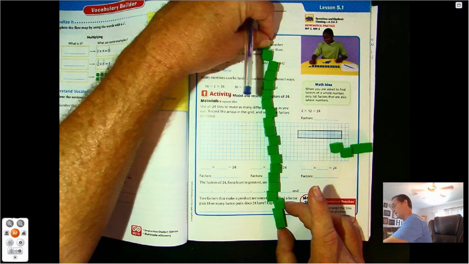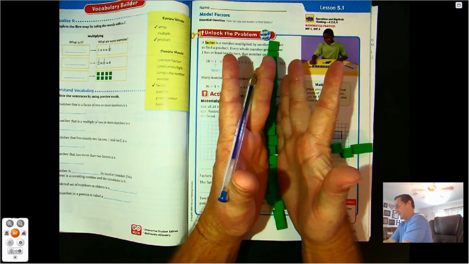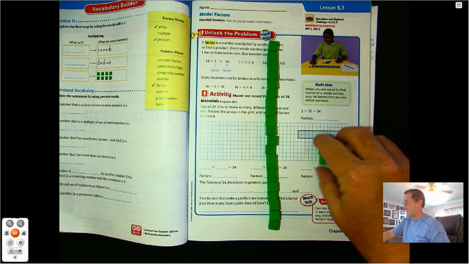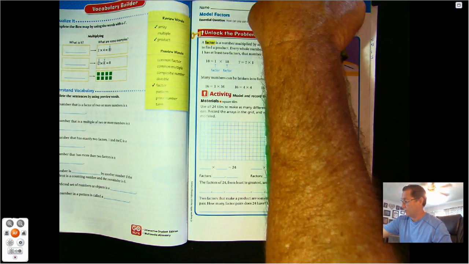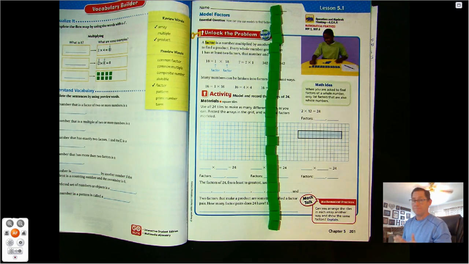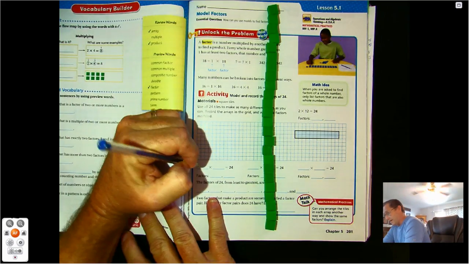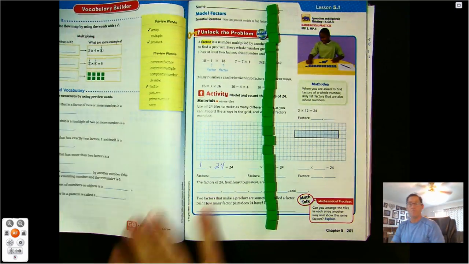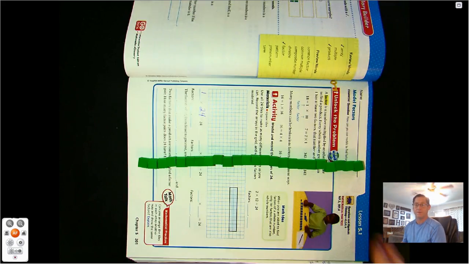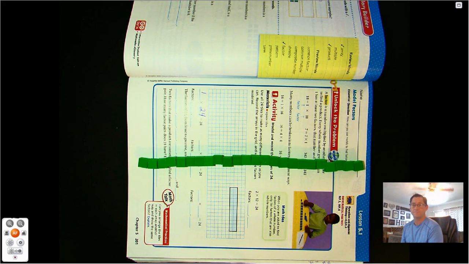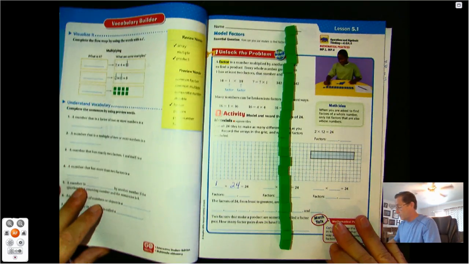It's probably a little harder to manipulate the little square cubes than it is tiles. But that's what we have, and so that's what we're going to work with. All right. So we have one row of 24. And so I'm going to say 1 times 24. I could also turn it this way, and it'd still be the same thing. I still have 24, a product of 24.